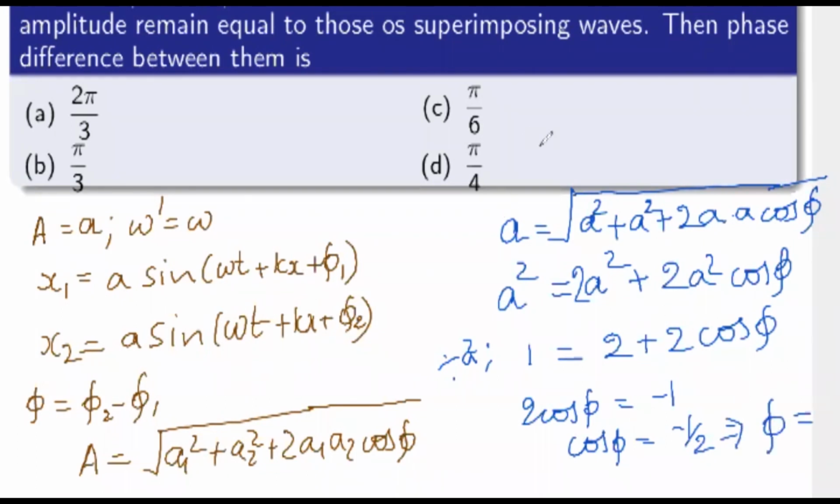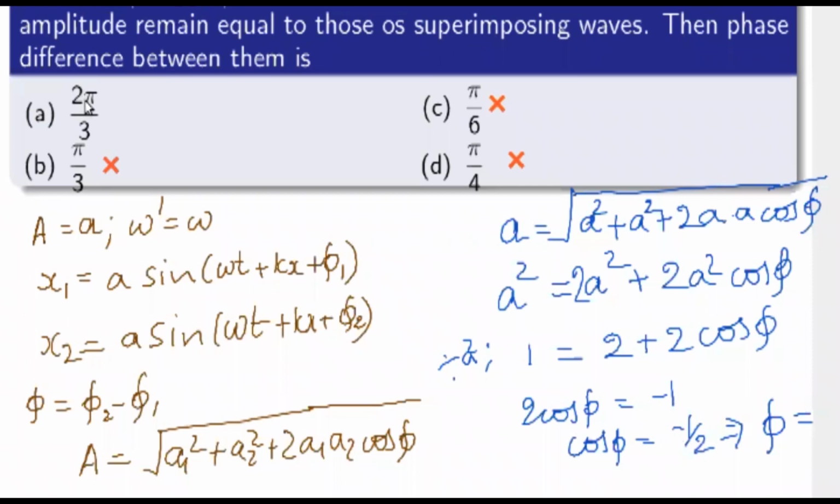Let us go by the elimination method. Pi by 4: cos pi by 4 is 1 by root 2. Therefore, what do we get? This is not the answer. We should get minus half. So option D is wrong. How about option C, pi by 6? Cos pi by 6 is root 3 by 2. That is also wrong. And cos pi by 3 is 60 degrees. That is 1 by 2, but we need the answer negative 1 by 2.